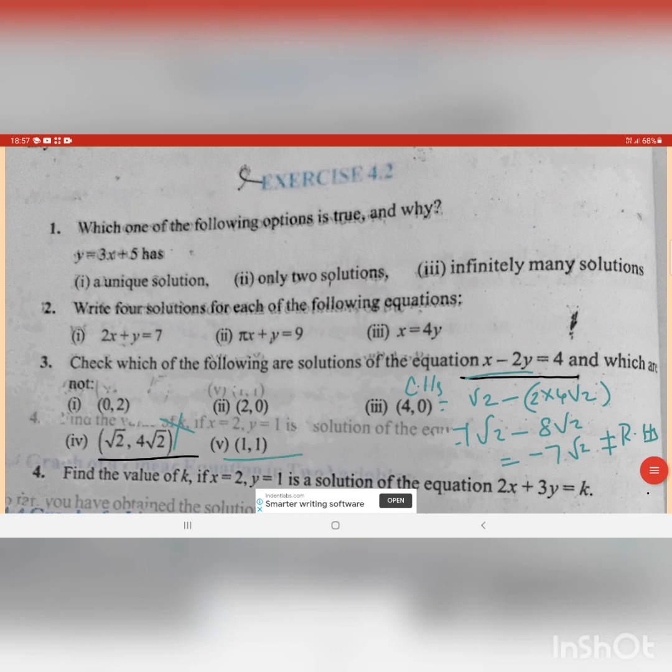Next, we have to check whether (1, 1) is a solution. So, take LHS and substitute x equal to 1 and y equal to 1. So, 1 minus 2 into 1. That is 1 minus 2, that is equal to minus 1, not equal to the RHS, that is 4. Hence, (1, 1) is also not a solution. So, (0, 2) is not a solution, (2, 0) is not a solution, (root 2, 4 root 2) is not a solution, (1, 1) is not a solution, only (4, 0) is a solution. Okay.